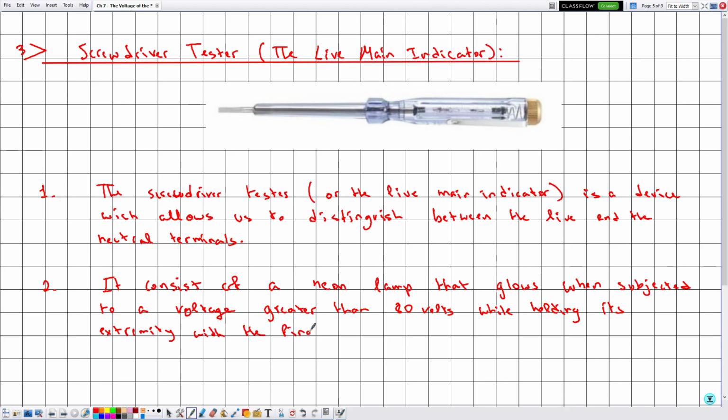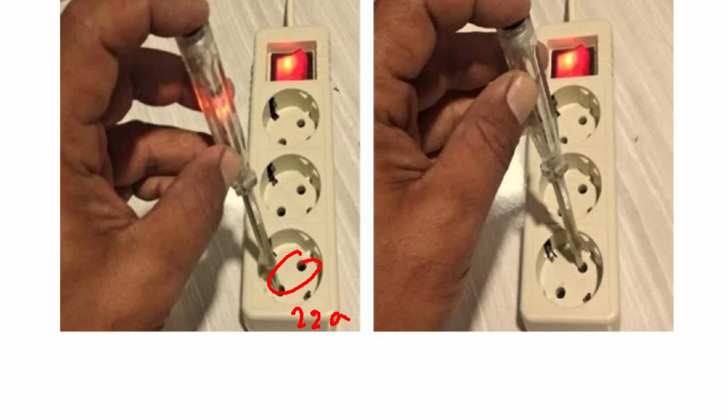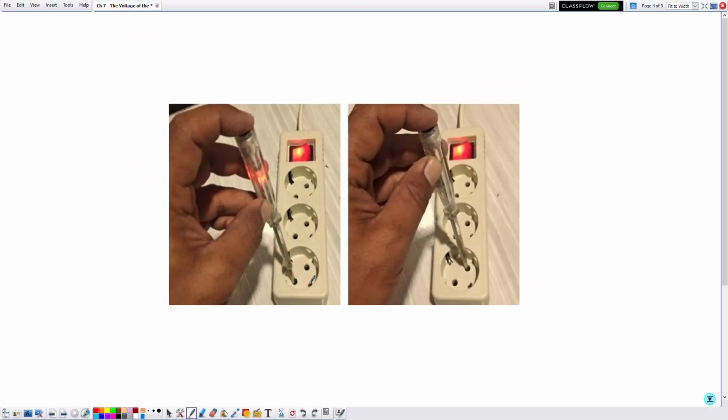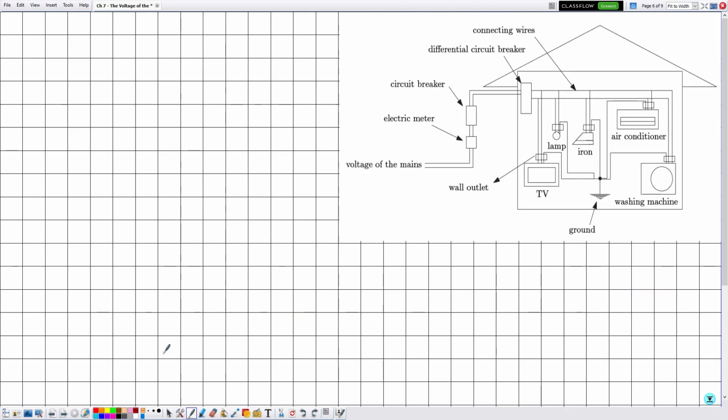So as you can notice, this is an effective voltage greater than 220 volts, and he's holding the extremity with the finger, placing it on the live terminal, so the neon lamp will glow, which means that this is the live terminal and the voltage is greater than almost 80 volts, and this is true because it is 220 volts. So this is it for the screwdriver tester or the live main indicator. Now let's move to the next section, which is the domestic installation.